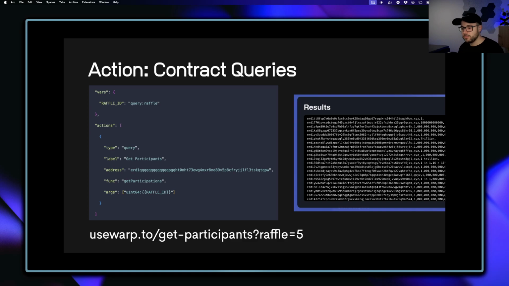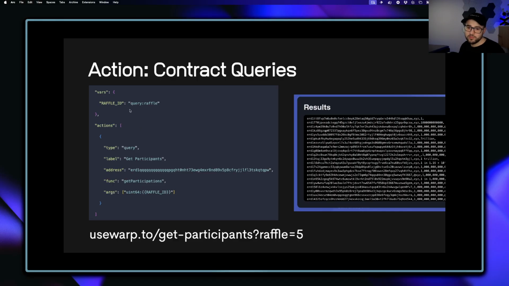Contract queries are basically to read any kind of value that is stored within a smart contract or returned by a smart contract view function, to be precise. It's defined with type equals query. It can show a button, it can show an address, it defines an address, function and arguments of how to call the specific view function of the smart contract.